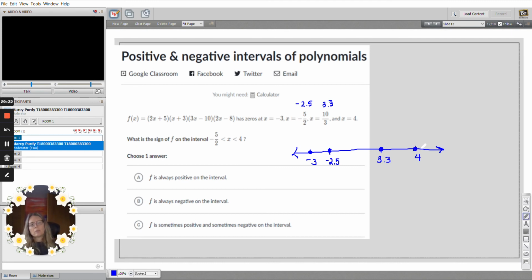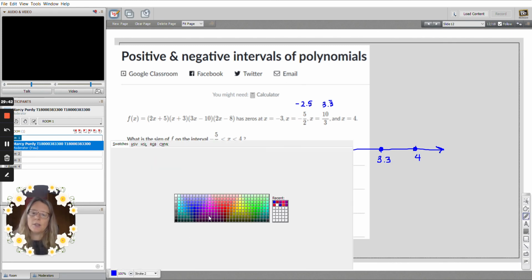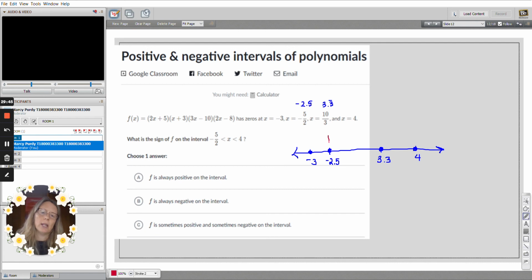Now, they ask you what is the sign of f on the interval from -5/2 to 4. So they want to know what is the sign between these two x-intercepts. Now, if you notice, you actually have two intervals in here because you have the interval here at -2.5, and you have this interval at 4.